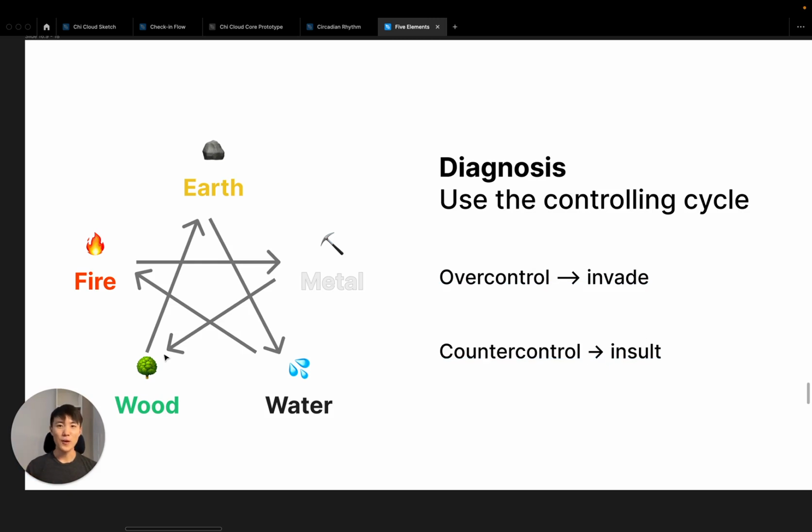So if you've ever watched Avatar: The Last Airbender, think about the Fire Nation. When there's excess, when they're stronger than they should be, they invade the other nations. So they invade the element. When it's being countercontrolled, you're going against the natural order of things. You're going against the grandparent. You're going against them. So you're insulting them. And so let's go over 2 examples of diagnosis.